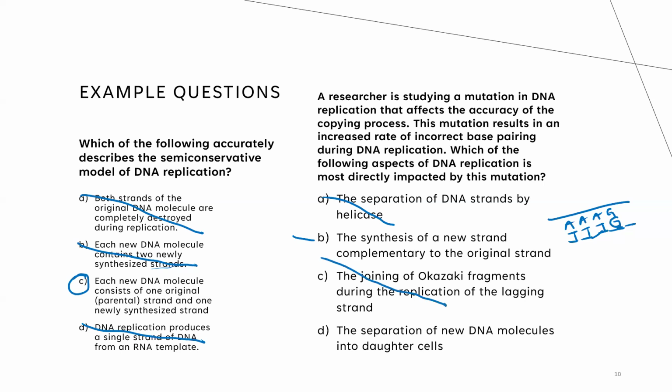This is talking about having errors. So D says the separation of new DNA molecules into daughter cells. This is like when we're pulling them apart. Remember in PMAT, when we're talking about mitosis, and in metaphase and anaphase, metaphase lining them up and anaphase pulling them apart. That's what this is referring to in D, and that's not what's being affected here. What's being affected is the correctness of the sequence. We're having errors in the sequence when we're adding on our nucleotides. So that's what B is describing, and that's what the answer is.